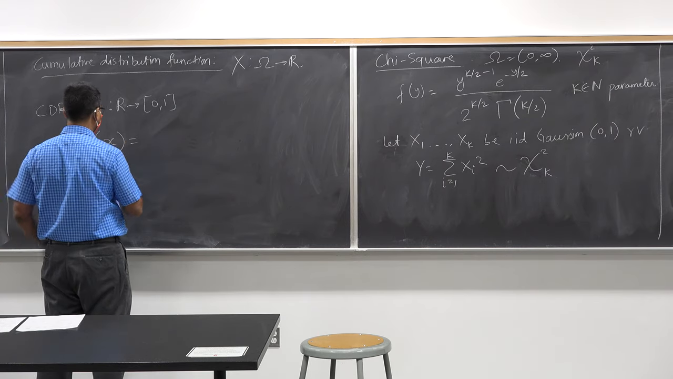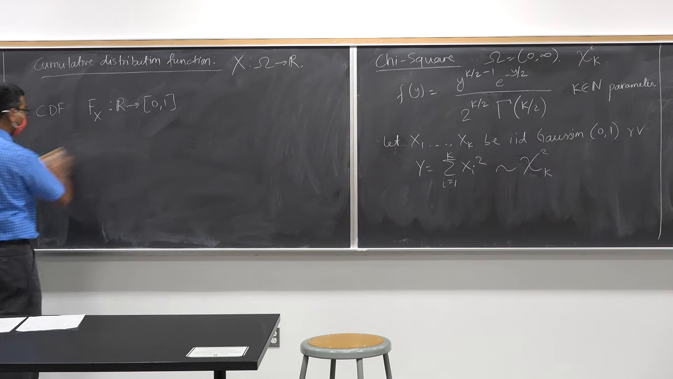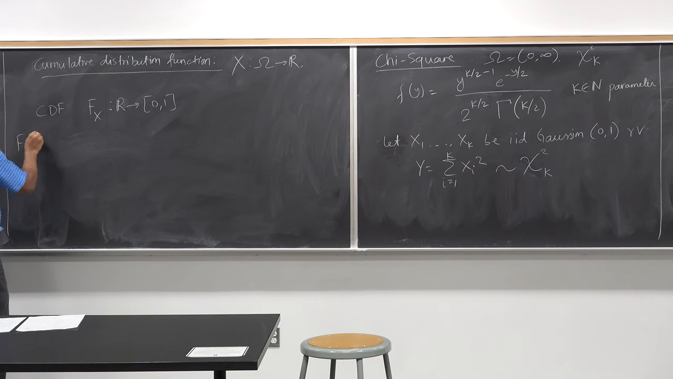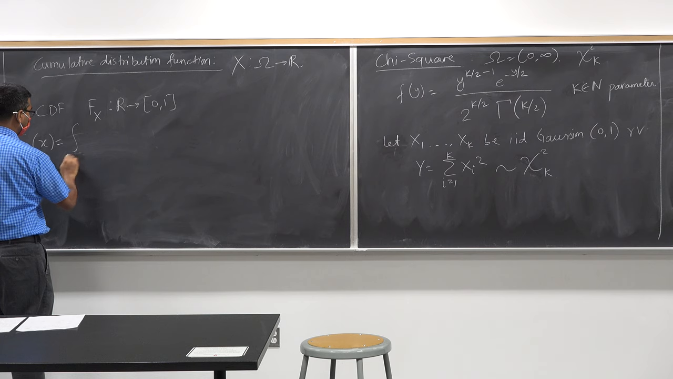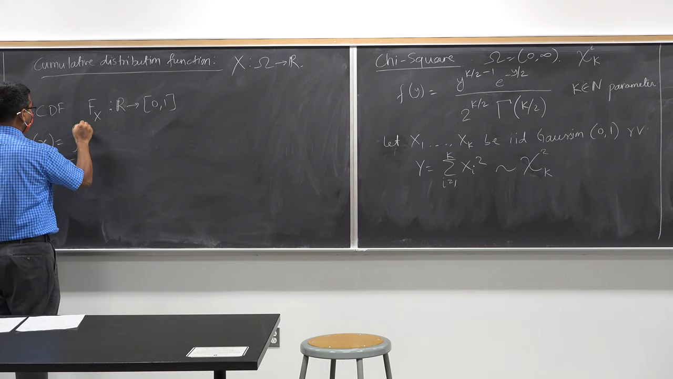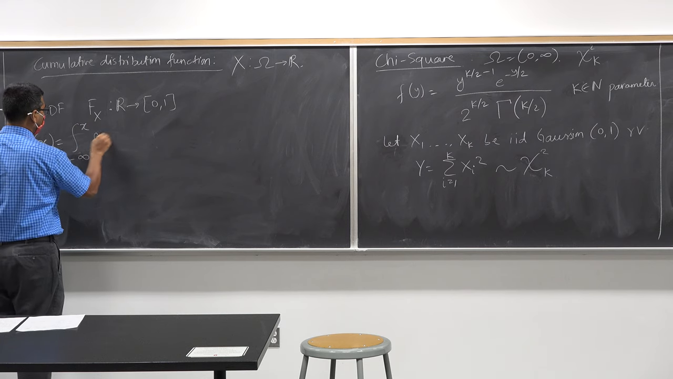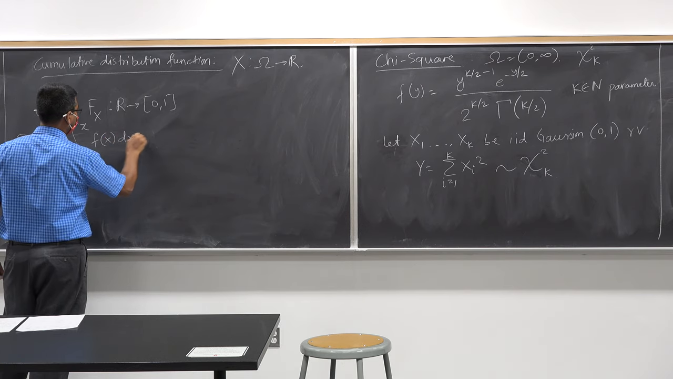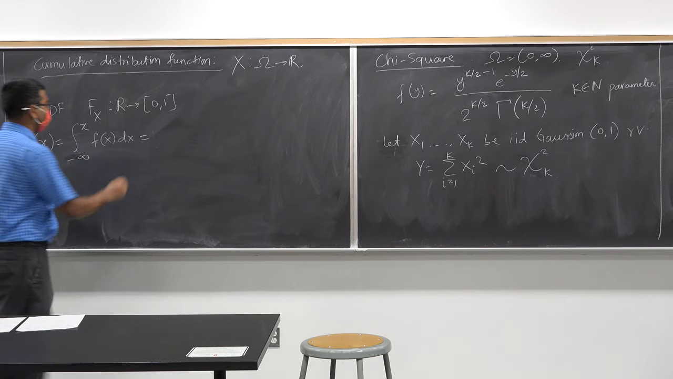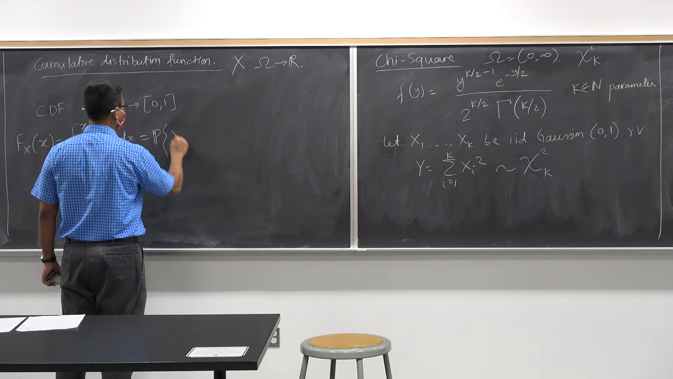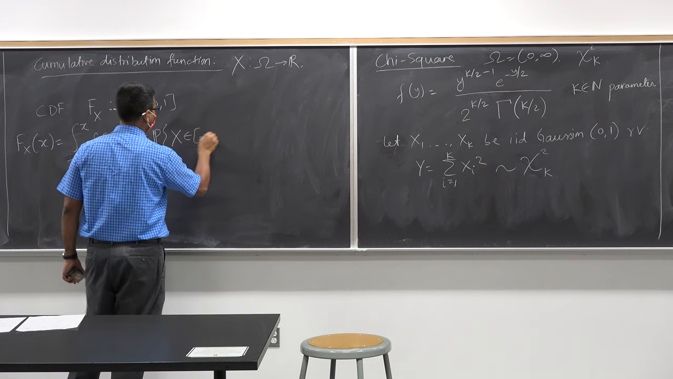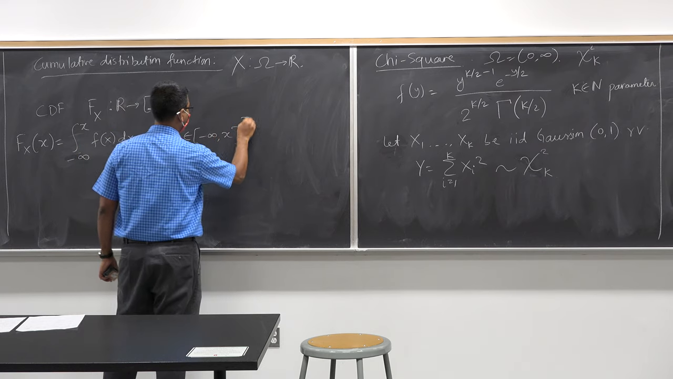There are multiple definitions, and they are all equivalent. So let me write them. F_X(x) equals the integral from minus infinity to x of f(x) dx, which is equal to the probability of capital X in (minus infinity, x].